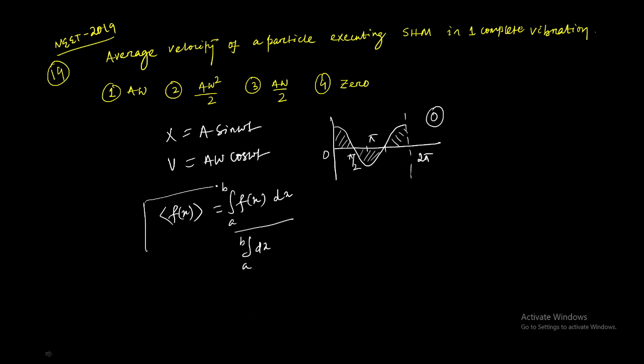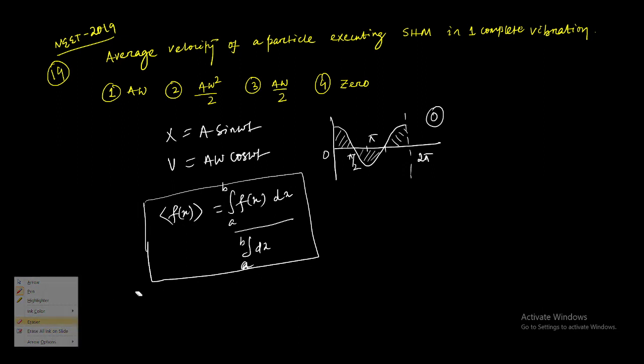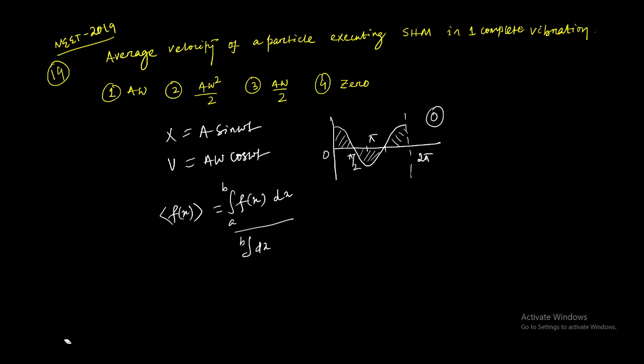You can put this formula and get the result for the average value of the velocity, average value of the acceleration, average value of the kinetic energy, everything you can find out this way. Right, here you have to put the time from 0 to capital T and you can find out the answer. So which one will be correct? Option number 4 will be correct, right?